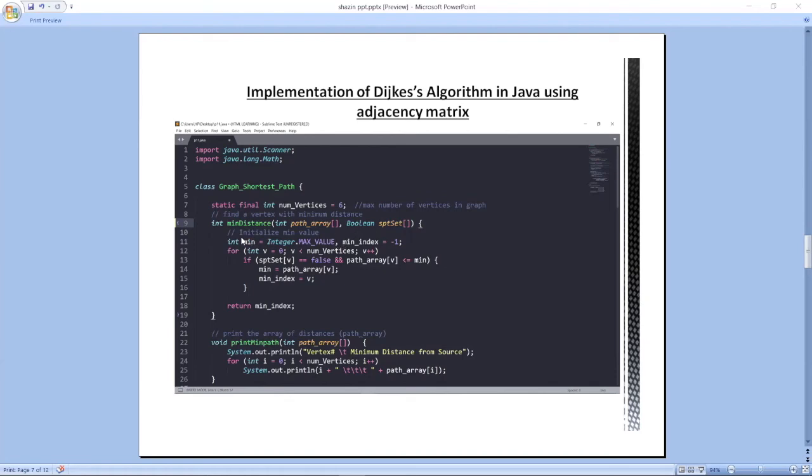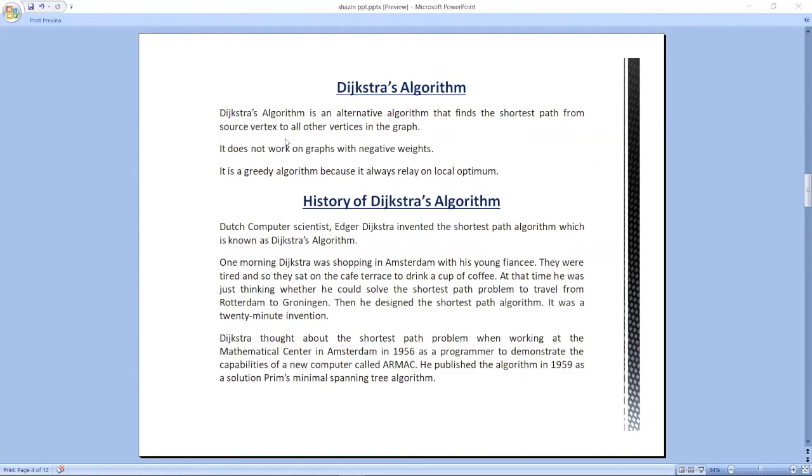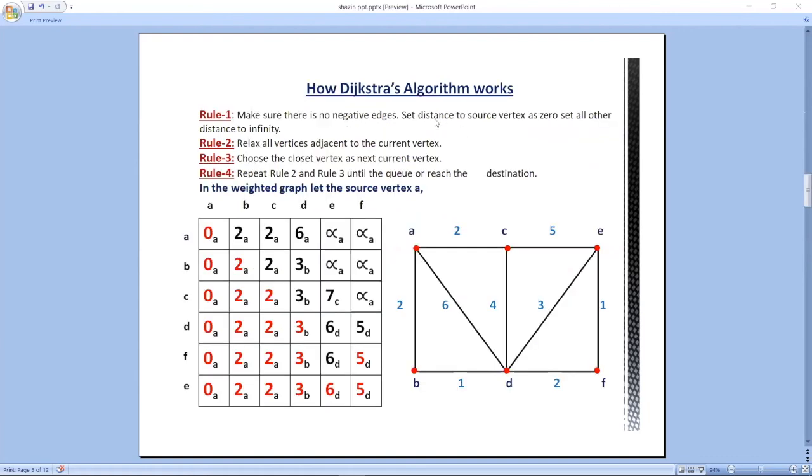Next is initialize. Then we are going to initialize the mean value, here integer mean, because in the Dijkstra algorithm we saw that all the vertices are first initialized: set the distance to the source vertex as 0 and set all other vertices to infinity.